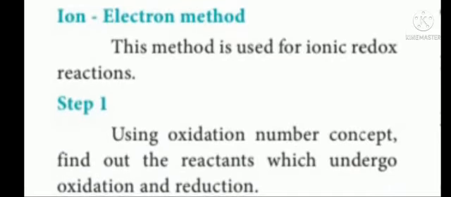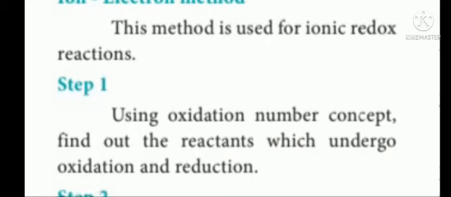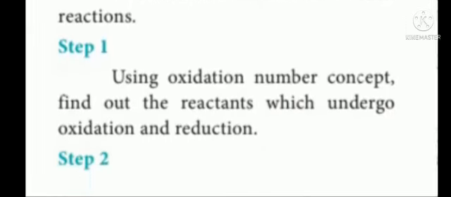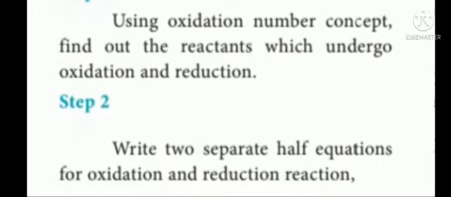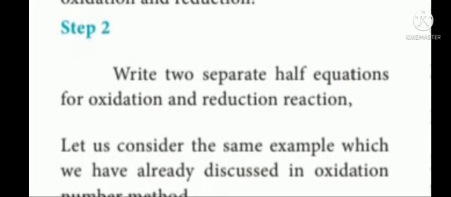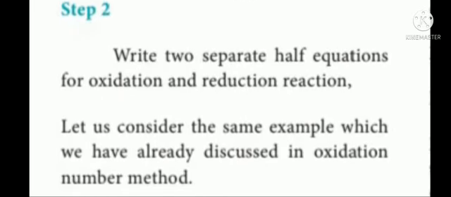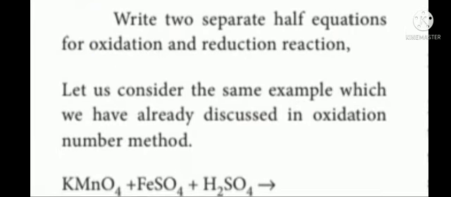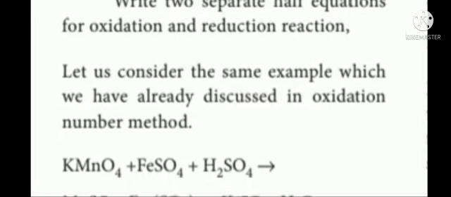Next topic, ion electron method. This method is used for balancing ionic redox reactions. Step 1. Using the oxidation number concept, find out the reactants which undergo oxidation and reduction. In step 2, we have to write two separate half equations for the oxidation and reduction reactions.